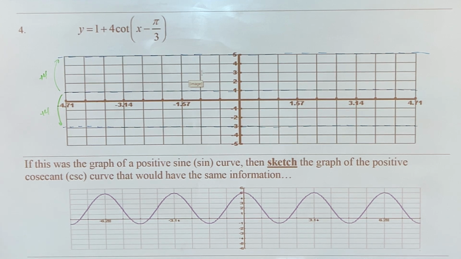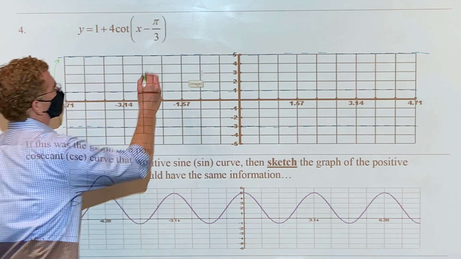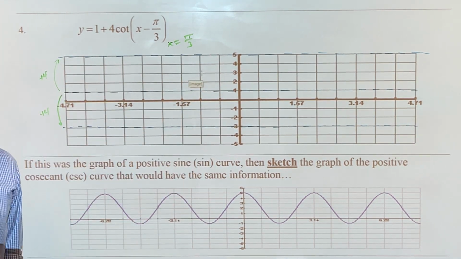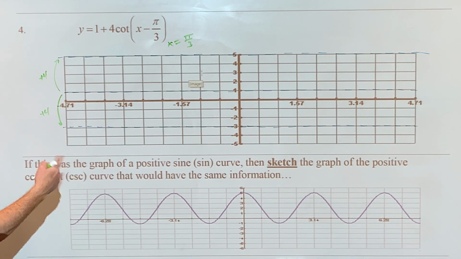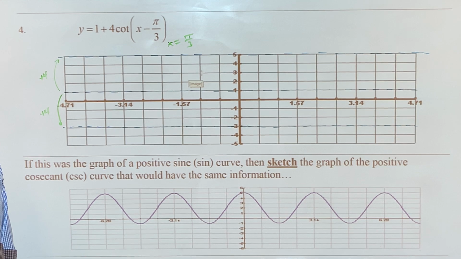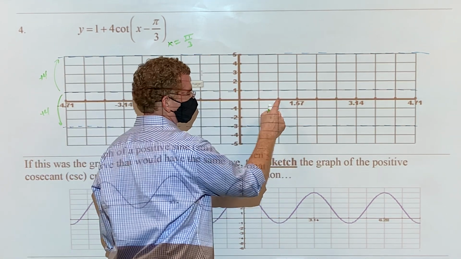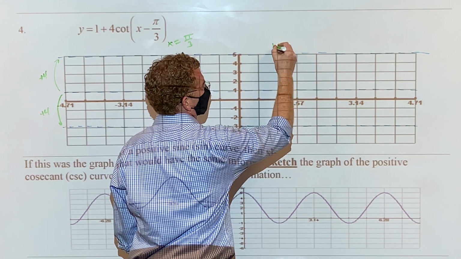What's my phase shift? So if I set x minus pi over 3 equals 0, I get x equals pi over 3. Now pi over 3 means what to you? You're going to find 1/3 of a pi. And pi is how much right here? 6 ticks. So what's 1/3 of 6 ticks? You're going to go 2 ticks, and you're going to mark that phase shift right there.